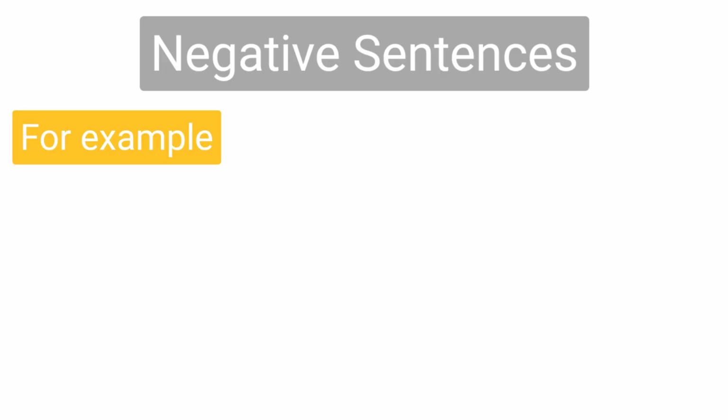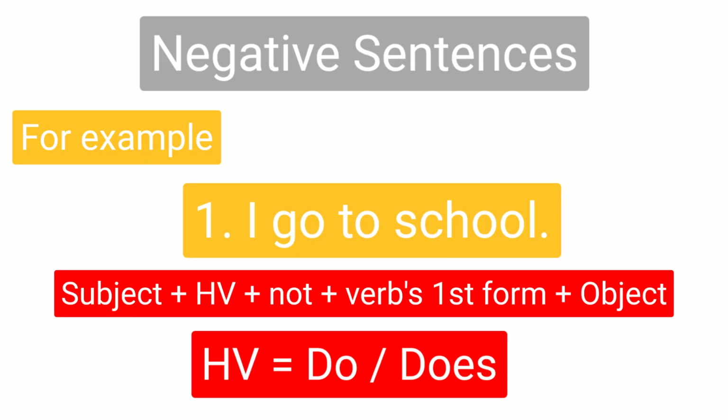Next one is the negative sentence. Firstly, I'll give you an example, and then I'll explain briefly how to make a negative sentence. For example, I don't go to school. In this example, we see subject plus helping verb plus not plus verb's first form plus object. This is the method of making a negative sentence.